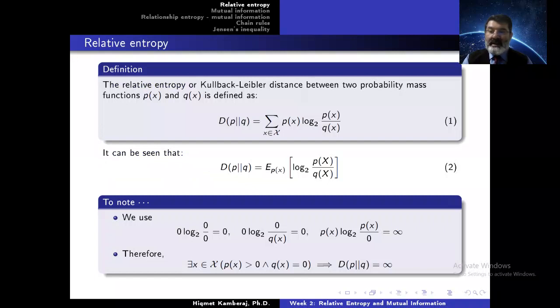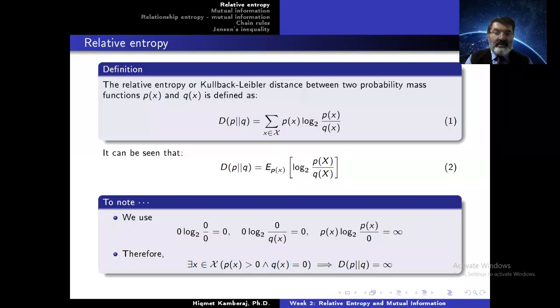By definition, the relative entropy, or Kullback-Leibler distance between two probability mass functions, p of x and q of x, is defined as D of p from q equal to the sum over all x from the alphabet set chi of p of x times log base 2 of p of x over q of x. It can be seen that from equation 1 we can write D of p from q as the expected value, with probability distribution p of x, of the function log base 2 of the ratio p of x over q of x.